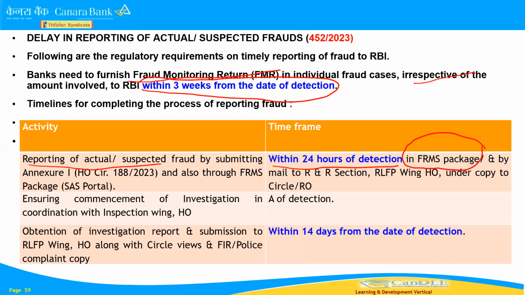Then if a fraud happened, any investigation is to be conducted within 14 days from the date of detection. The investigation should be completed and it should be ensured what has happened within 14 days. Within 24 hours, you have to report in the FRMS package. Within 3 weeks, you have to report to RBI.